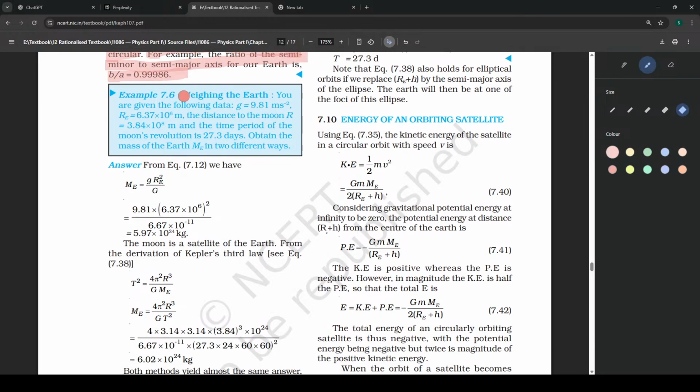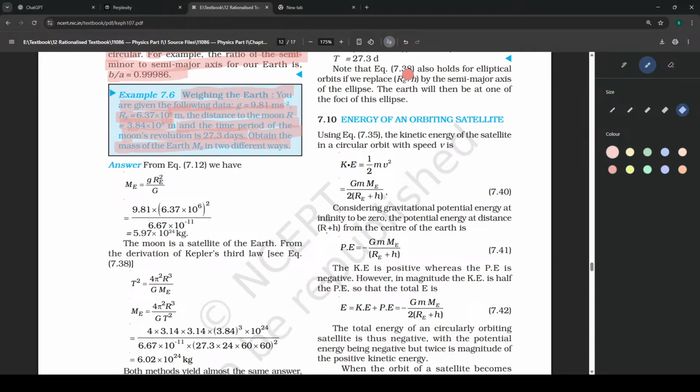Okay, we should weigh the Earth, it seems. Weighing the Earth. You are given the following data: g equals 9.81 meter per second square. The radius of Earth is 6,400 kilometer, or exactly we take it as 6.37 into 10 power 6 meter. The distance to the moon, R, the moon's orbit, is 3.84 into 10 power 8 meter. And the time period of the moon's revolution is 27.3 days. Obtain the mass of the Earth in two different ways.